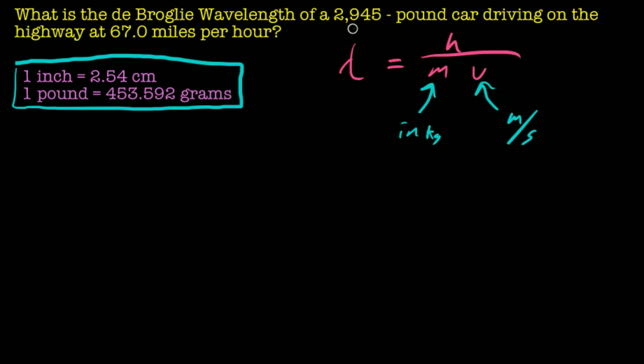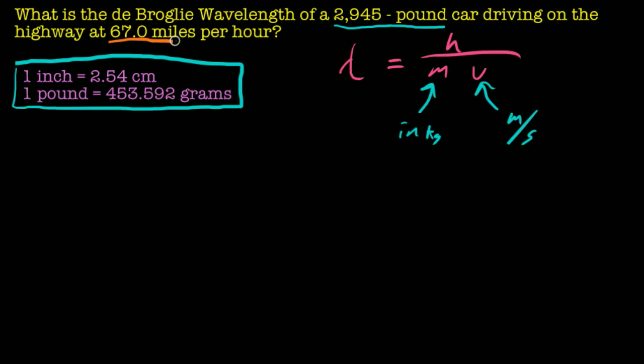So hopefully you can see that we're going to have to convert these units. We've got 2,945 pounds. That has to get converted into kilograms. We've got 67.0 miles per hour. That has to get converted into meters per second. And we've got some maybe challenging conversion factors. So anyway, let's start with this 67.0 miles per hour.